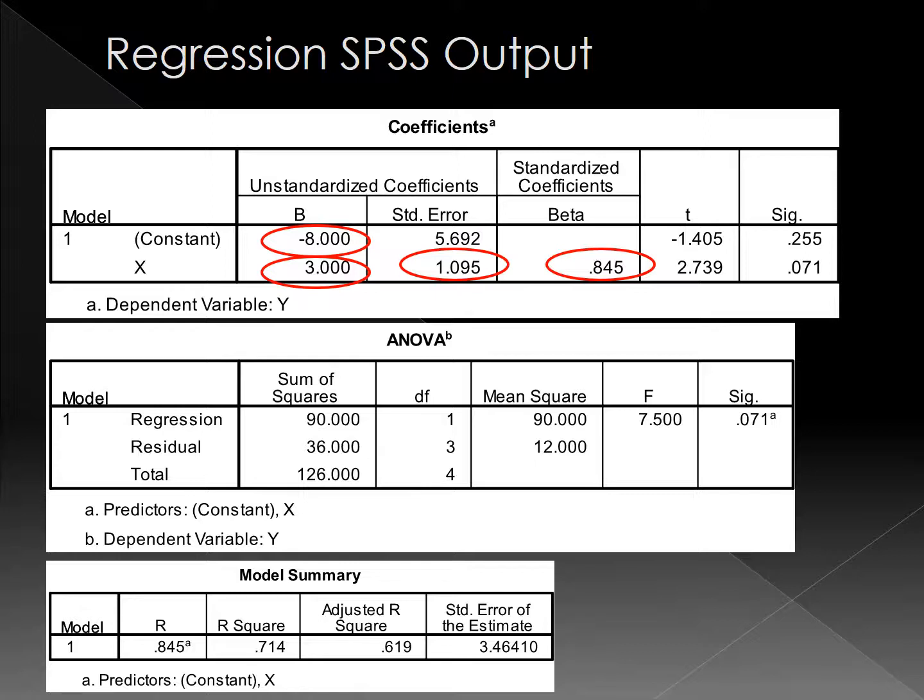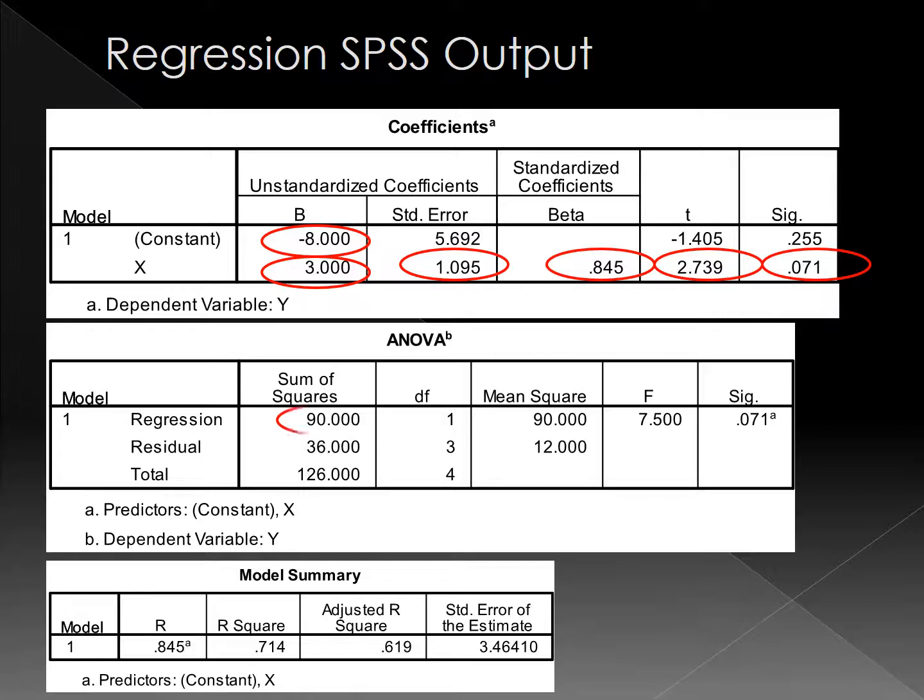1.095 is the standard error of the slope. Then the t-test equals 2.739. Our hand calculation was 2.75, so it's similar. And then the p-value for this t-observed score is 0.071.